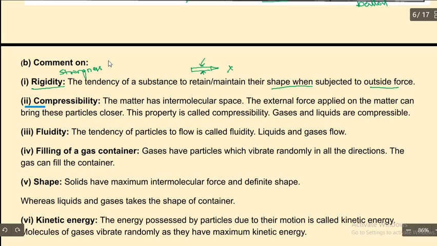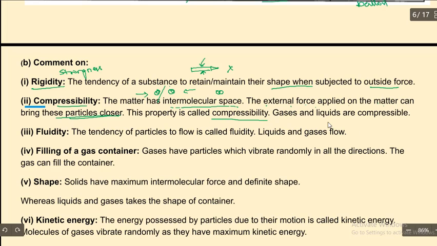Compressibility, as I said, flexibility. The matter has intermolecular space. So between the molecules we are having space. The external force applied on the matter can bring these particles closer. So when we put pressure on this side and this side, what happens to these molecules? They are going to become tight. Yes or no? So this thing we are going to call as what? Compressibility. So here the external force applied on the matter can bring these particles closer. This property is called compressibility.